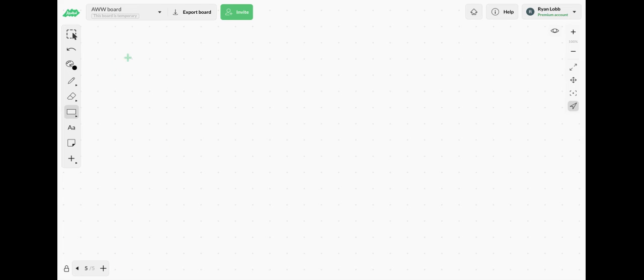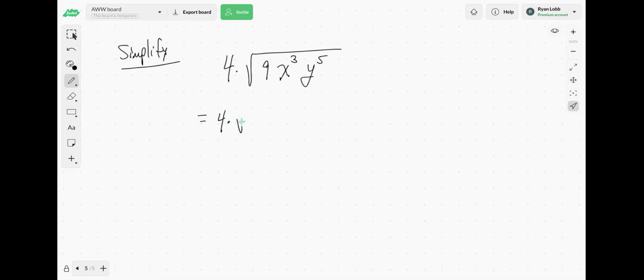Same thing here, simplifying, right, 4 times the square root of 9 x cubed y to the 5th. Do the same thing. This is going to be equal to 4 times, we think about this, we have 9 times x cubed. Since I'm taking a square root, I want to think of perfect squares. So x cubed is x squared times x. And what about y to the 5th? That's going to be y squared times y squared times y to the 1st. There we have our 5 y's multiplied.